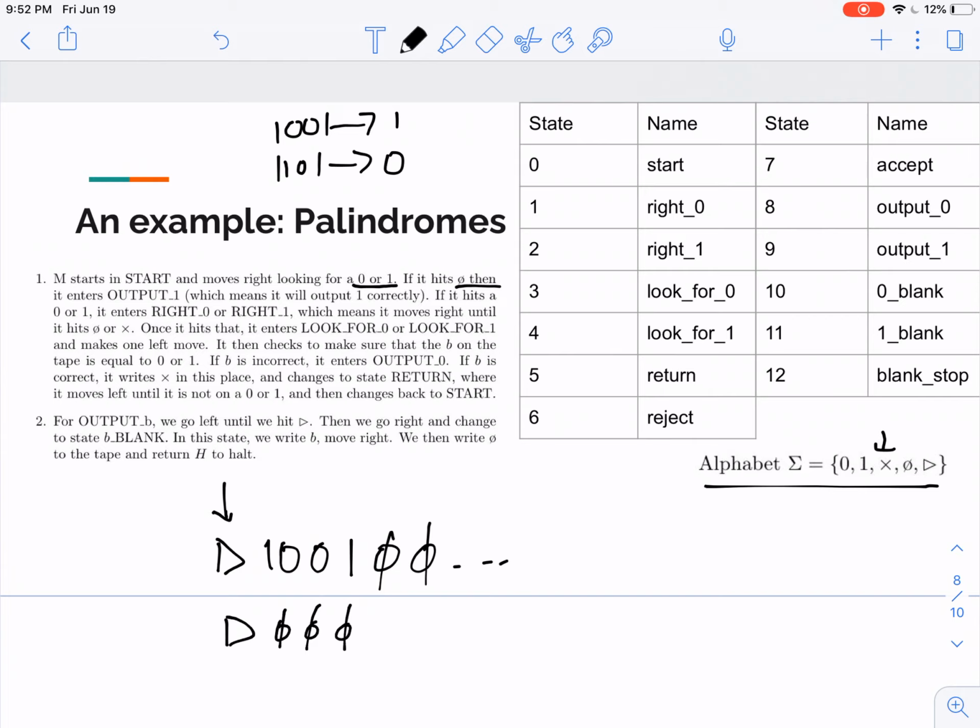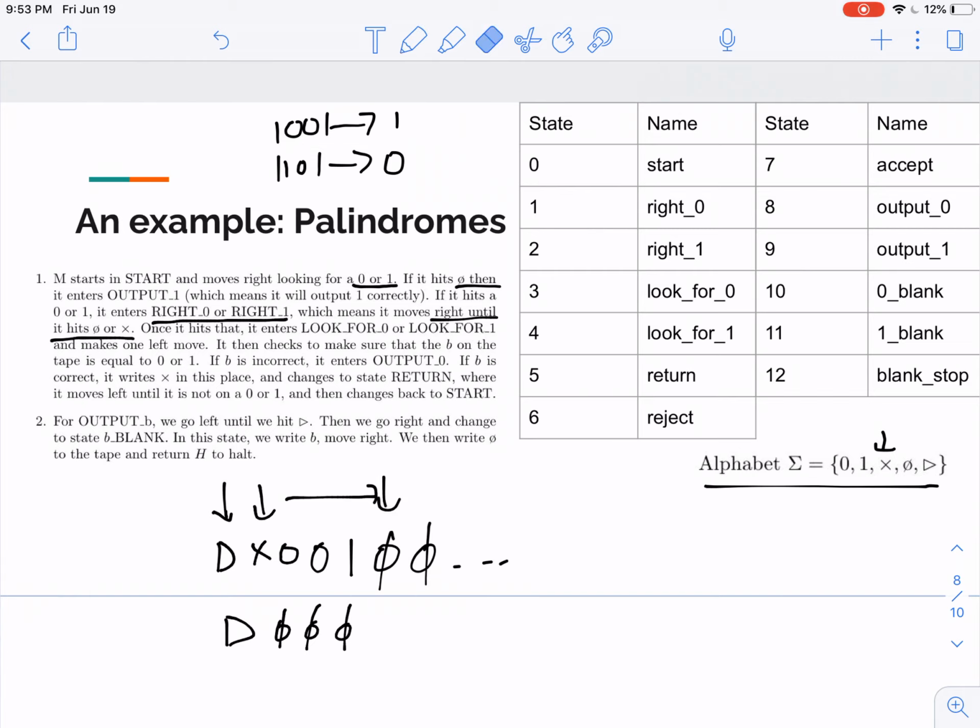So that checks out. And if it hits a 0 or 1, so in this case it's going to hit a 1, it's going to enter right 0 or right 1 respectively. So in this case, it'll enter state right 1. First, it's going to write an X on the tape at that point, so it's going to erase this one. Now our tape has an X in that position. Then it's going to continue to move right until it hits either the empty symbol or the X. In this case, it'll keep moving right until it gets to this point.